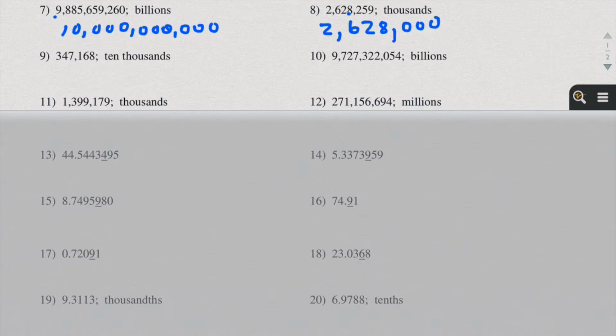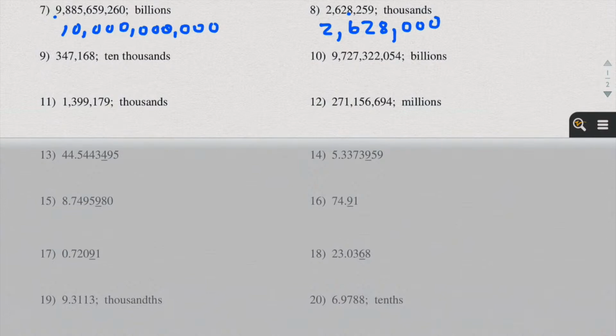Great. Number 9. 10,000s place. The 10,000s place is where that 4 is at. So we look to the right, the 7 is greater than 5, so we round the 4 up to 5, so this becomes 350,000. Number 10. The billions place. So the billions place is where that 9 is at. We look to the right, we have a 7. Because the 7 is greater than 5, we round the 9 up to 10, so this becomes 10 billion.